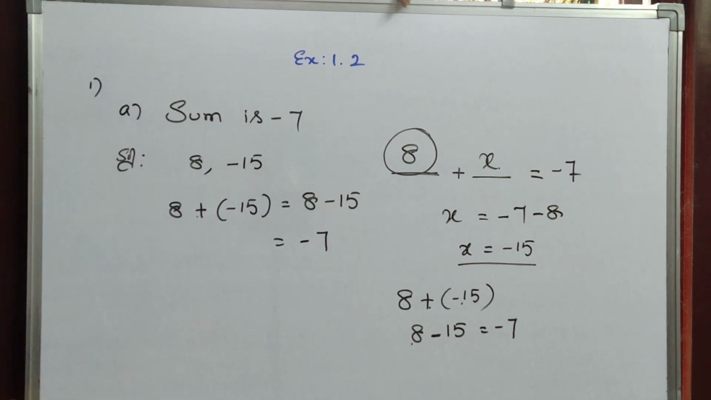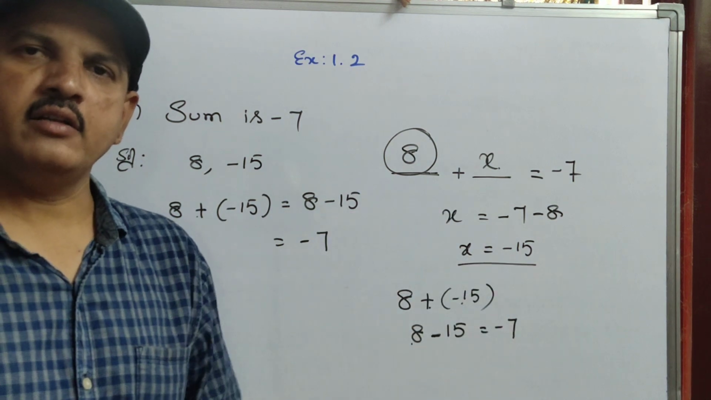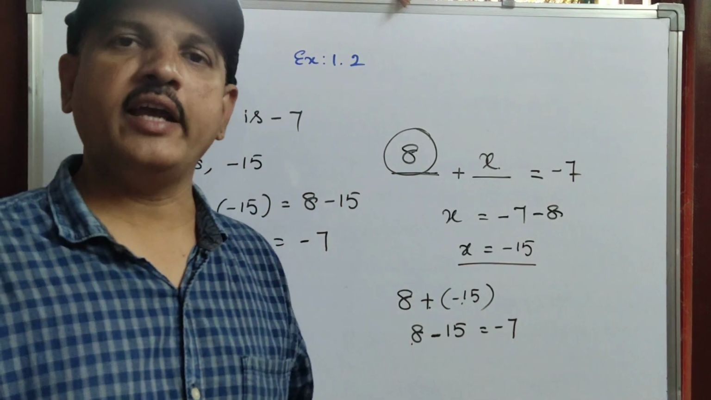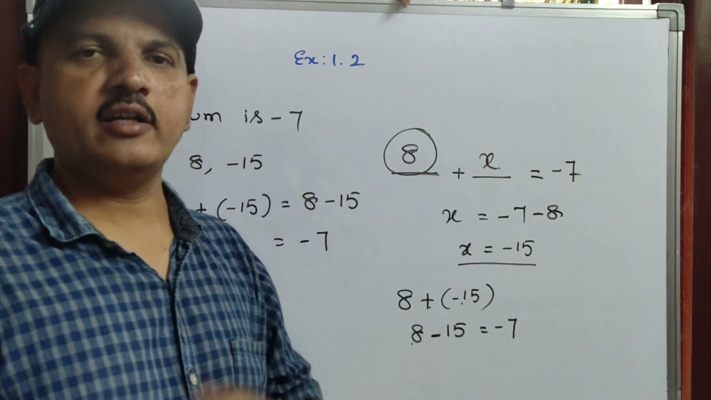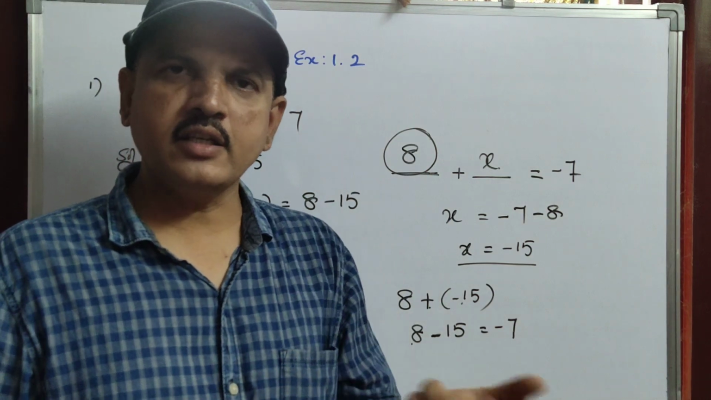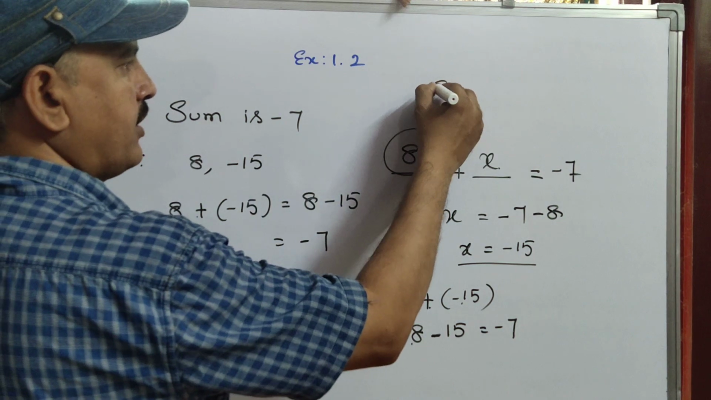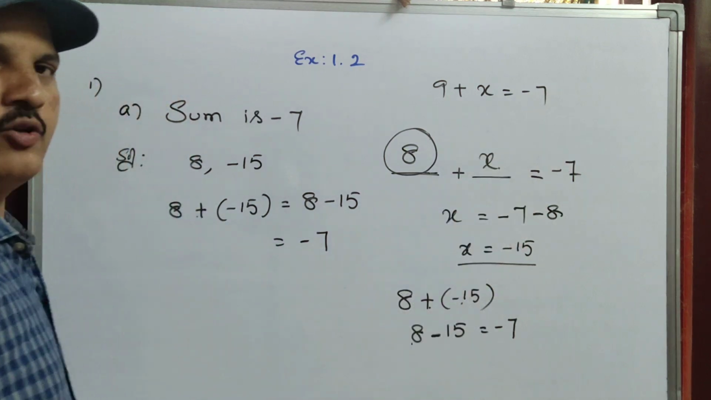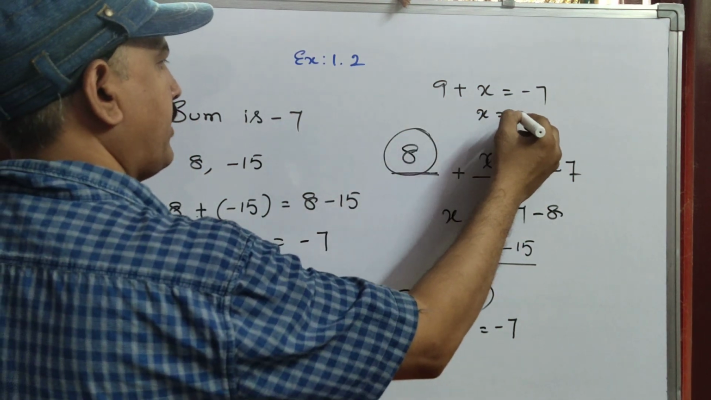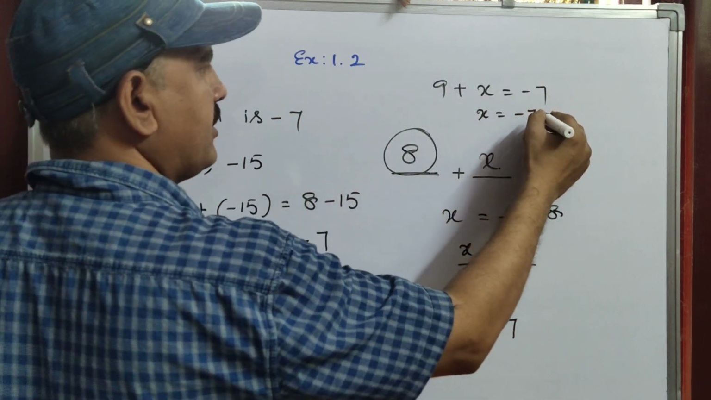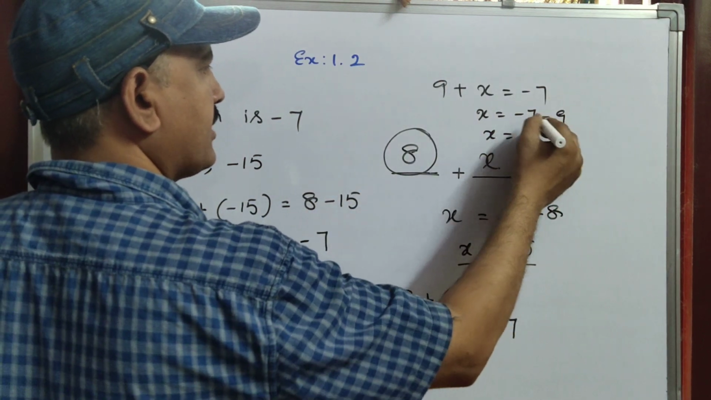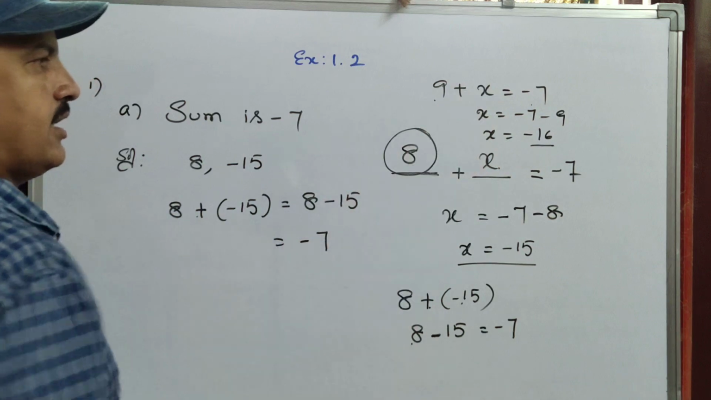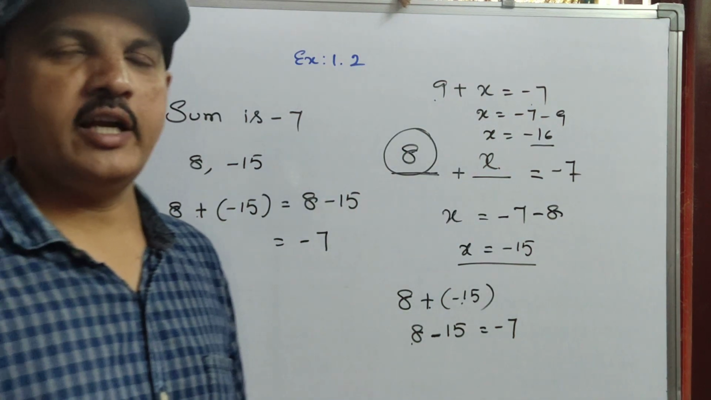You may get a doubt: sir, you took 8, why can't I take 9? You can take it. As I told you, you will get many numbers, whatever number you like. Yes, take 9. Nothing will happen. So suppose you took 9, then 9 plus x equals minus 7, where x is the unknown. So x equals minus 7, and this plus 9 goes to that side as minus 9. So x equals minus 7 minus 9, which is minus 16. So minus 16 plus 9 gives minus 7.